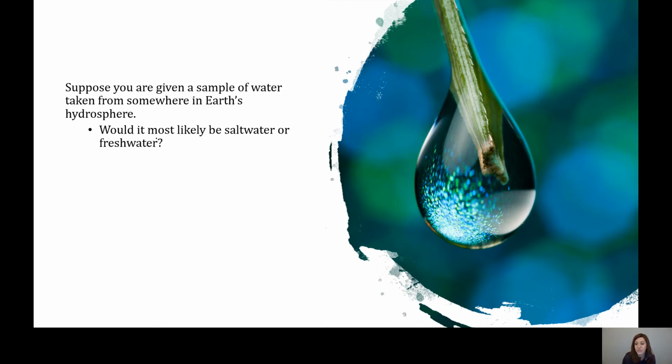Okay, salt water is correct. If it is fresh water, where did it most likely come from? So this is like a sample of water that's completely random out of all of the water on Earth, randomly gathered. So this question is really asking, where is most of the fresh water found?